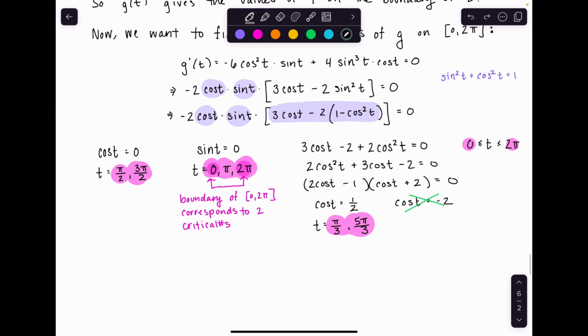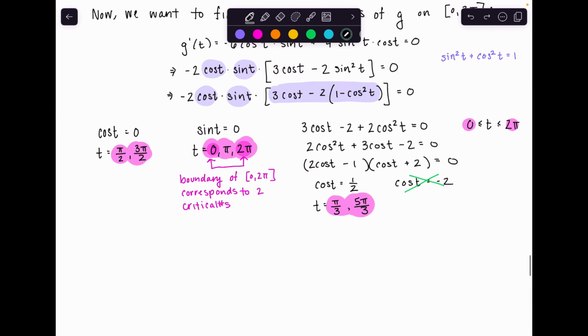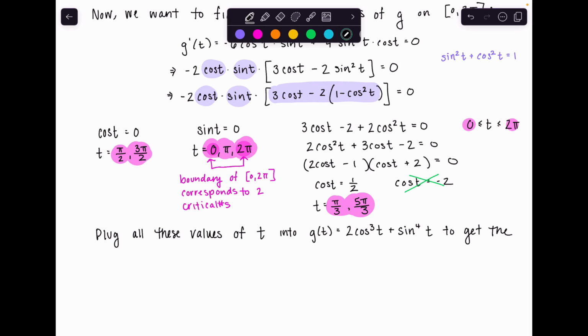So since we've got all these, we now plug all of these values of T into the function G of T, which is 2 cosine cubed of T plus sine to the 4th of T, to get possible extreme values. You can say they're even the remaining possible extreme values.